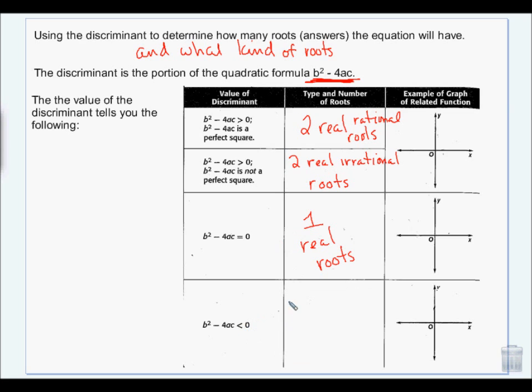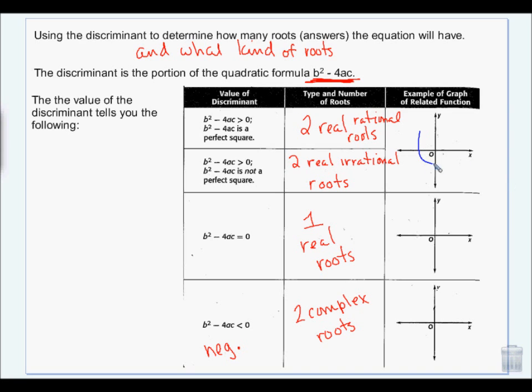Now if it's less than 0, that's a negative number, right? That's where you get two imaginary, well not imaginary, sorry, complex roots. And complex numbers are in the imaginary number system, and we are not dealing with those just yet.